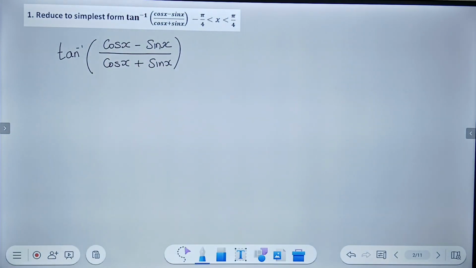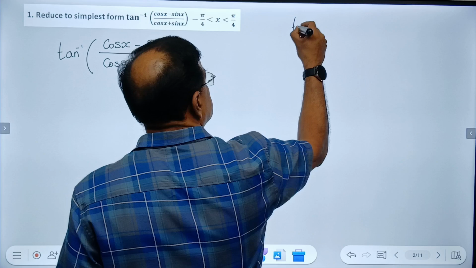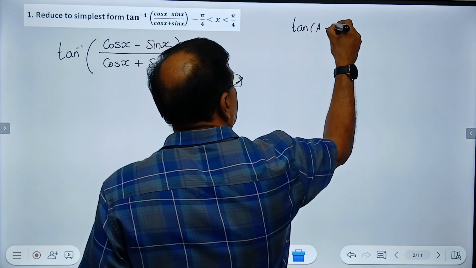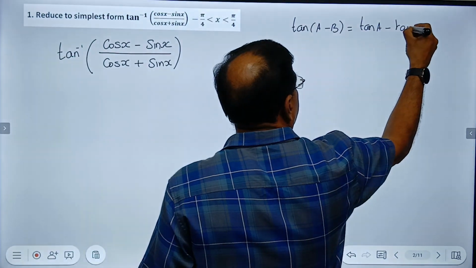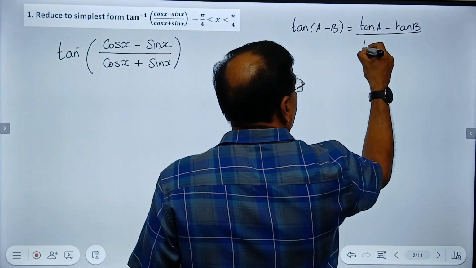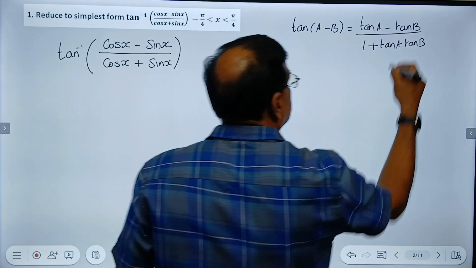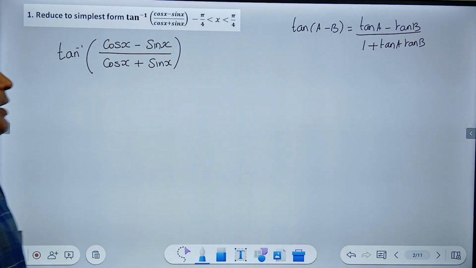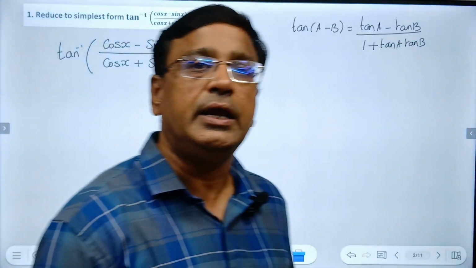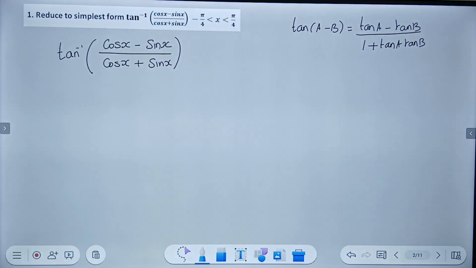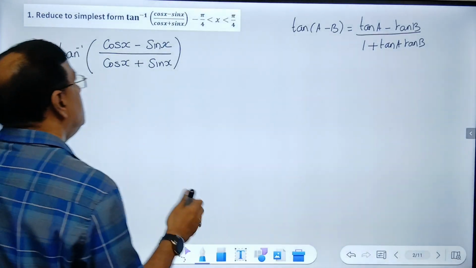When you see this question, you see there's a plus and there's a minus. You know there is a formula for tan A minus B, which has a minus on the numerator, that is tan A minus tan B divided by 1 plus tan A tan B. This is a simple question. Tan of A minus B equals tan A minus tan B by 1 plus tan A tan B. Now I am going to use that. So I want this to be brought in that form. Now how do I do that?